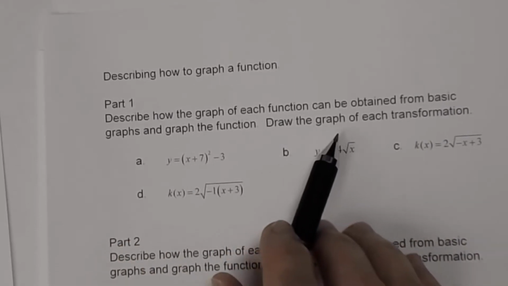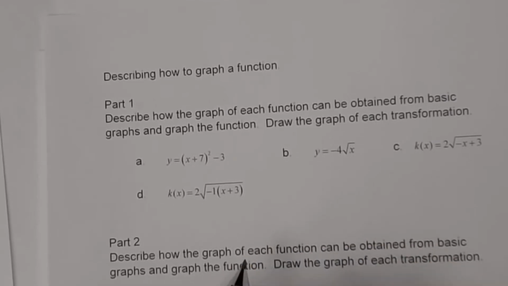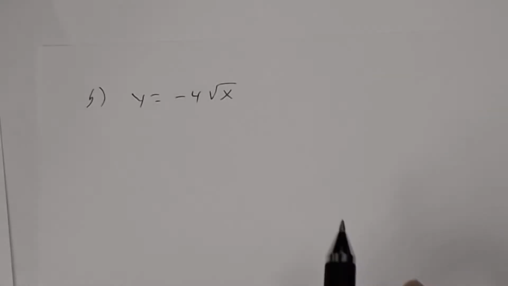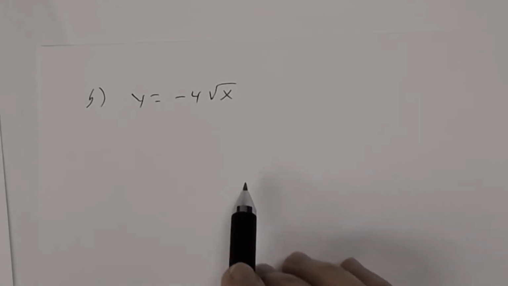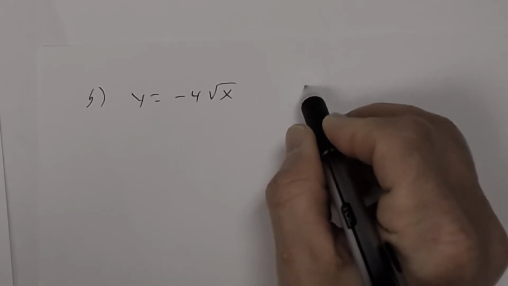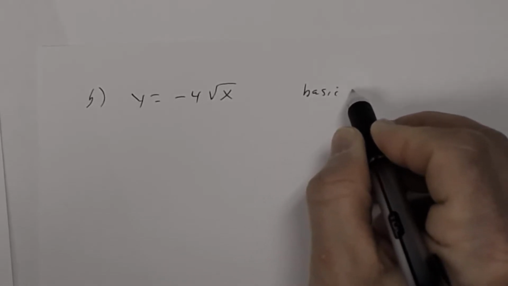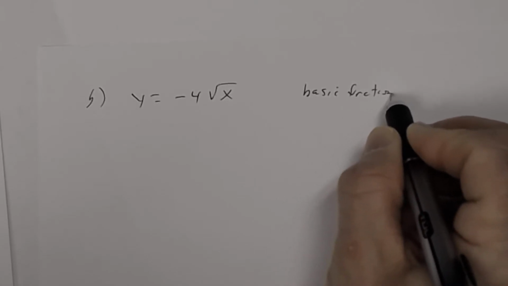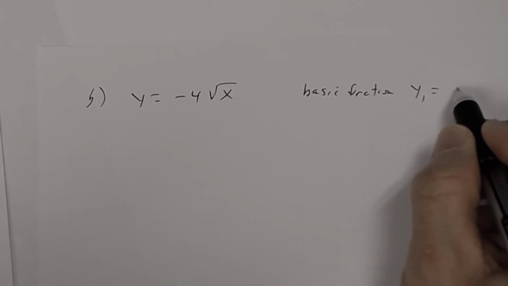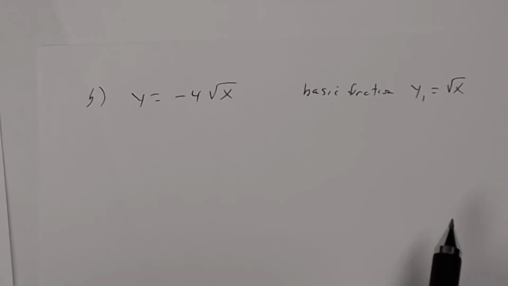You want to draw the graph of each transformation that occurs. All right, so we're on this one. So what is my basic function? Your basic function, or your parent function, you're going to say y1 equals what? The square root of x, the square root function. That's your basic function, and that's what we're going to do first.